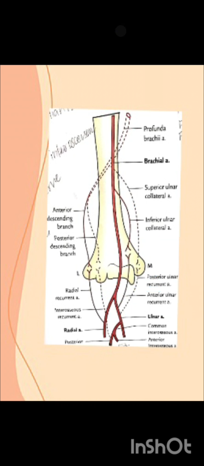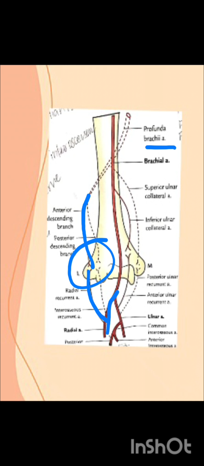And then in the lateral epicondyle, the anastomosis taking place in the front is the anterior descending branch, which is a branch of radial collateral artery, which is a further branch of profunda brachii artery. So this anterior descending branch anastomoses with the radial recurrent artery, which is a branch of radial artery.